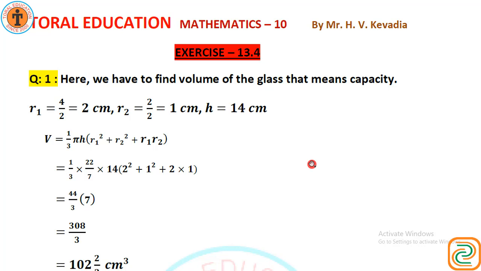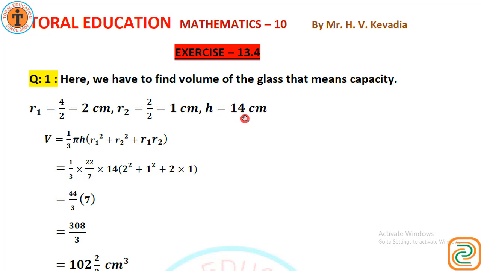A drinking glass is in the shape of a frustum of a cone of height 14 cm. The diameters of its two circular ends are 4 cm and 2 cm. Find the capacity of the glass. Here friends, it's a frustum of a cone because it's a glass of water, and there are two radii, R1 is 4 by 2, that is 2, and R2 is 2 by 2, that is 1, right? And the height of the glass is 14 cm.